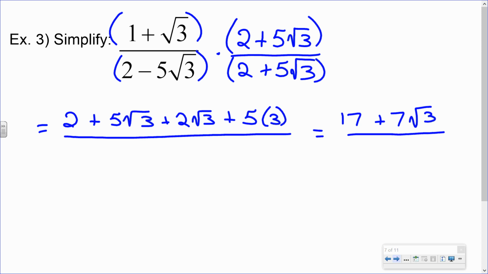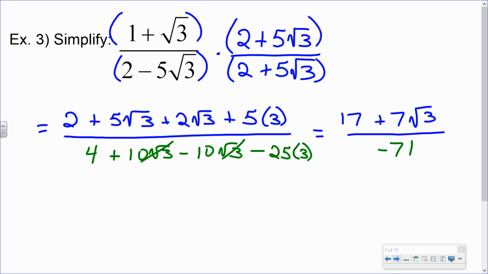What is nice about this, and this is the reverse of our factoring pattern of x squared minus y squared, the o's and the i's are going to go away when we FOIL the denominator. So 2 times 2 is 4, plus 10 root 3, minus 10 root 3. So those cancel out. After this, I won't even bother to write the o and the i when I'm doing these. Minus times plus gives me a minus. 5 times 5 is 25. Root 3 is a regular 3. So that gives me minus 75, and plus 4 is a minus 71. So I am almost finished.